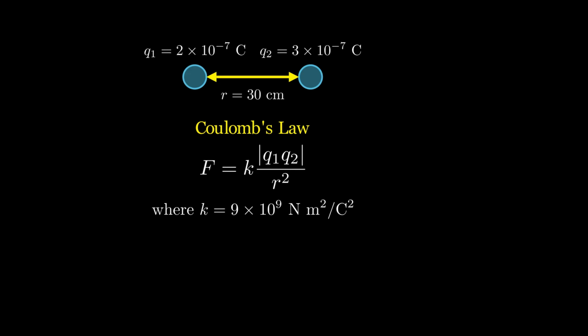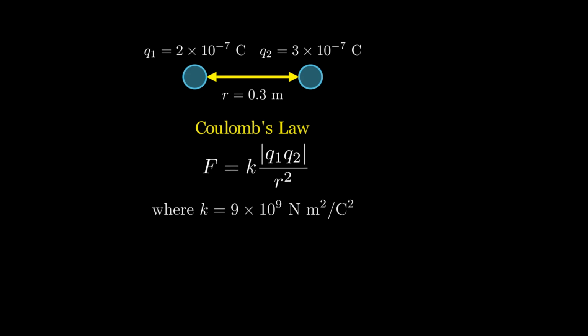Now pause for a second. This is the most common mistake. Our distance is in centimeters, but applying Coulomb's law requires standard SI units. We must therefore convert 30 centimeters into meters, therefore r becomes 0.3 meters. Now let's substitute the numbers.